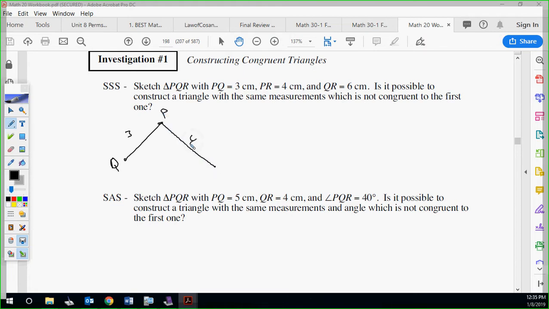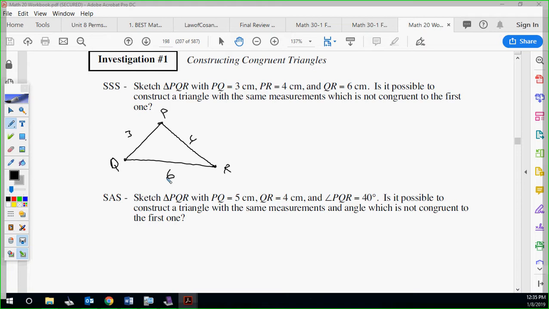A little bit longer is 4. And then QR is 6. So what it says is, is it possible to construct a triangle with the same measurements which is not congruent to the first one? So the question here is, can I do 3, 4, 6 a different way but still be congruent? And that'd be a no.